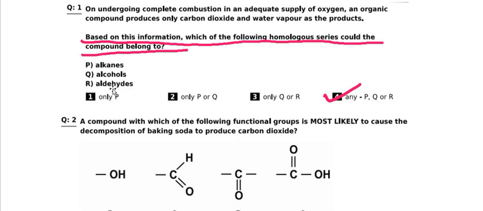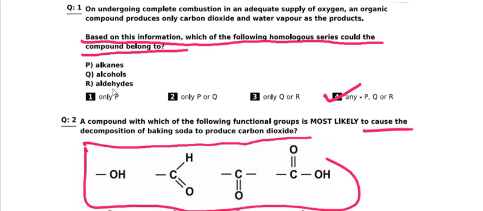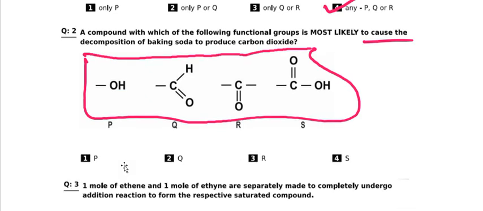A compound with which of the following functional groups is most likely to cause the decomposition of baking soda to produce carbon dioxide? Now let's see the options here. First is OH, P, COH, Q, CO, R, COOH. You know, this is a double bond, this is a functional group. So 1 P, 2 Q, 3 R, 4 S, right?